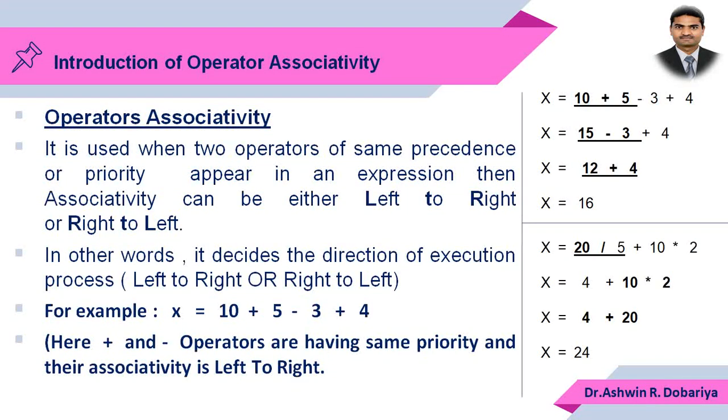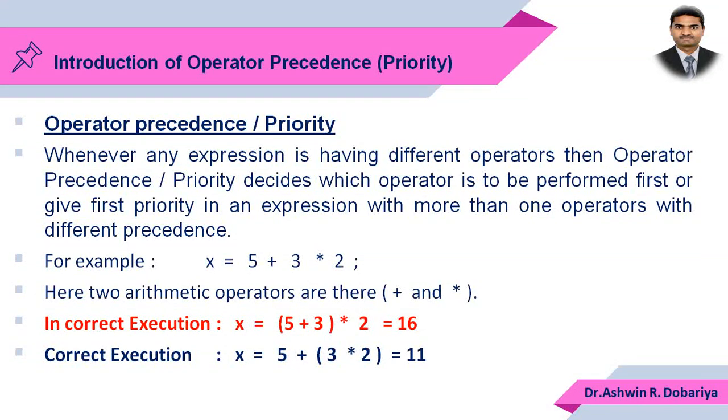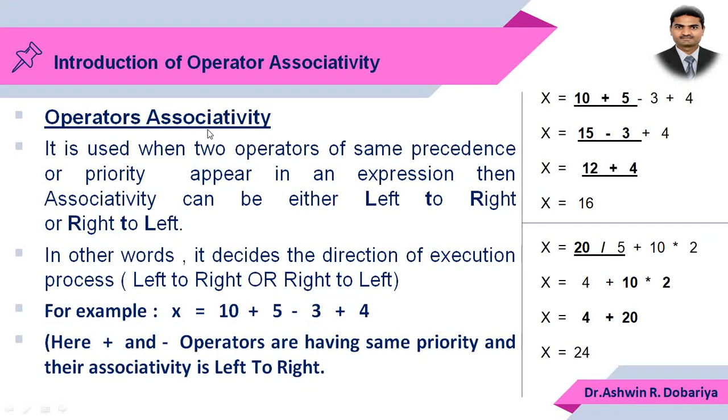Now let's see the concept of associativity. In our example, plus and multiplication are different operators, but the priority of multiplication is higher, so 3 multiplied by 2 executes first. Associativity means the direction of execution. Whether the expression will be evaluated from left to right or right to left is known as associativity. It is used when two operators of the same precedence or priority appear in an expression; then associativity can be either left to right or right to left.